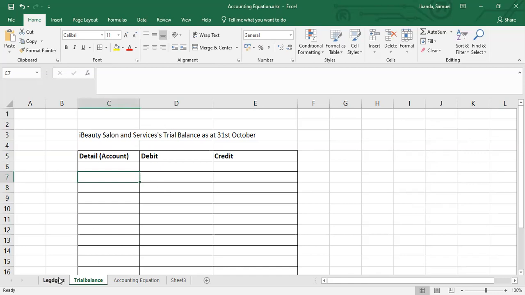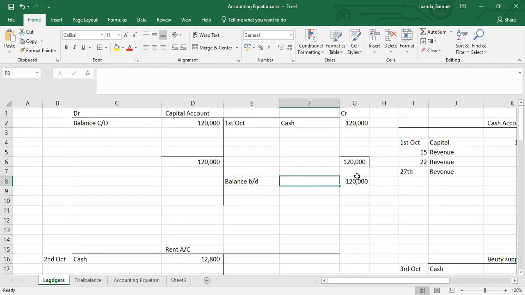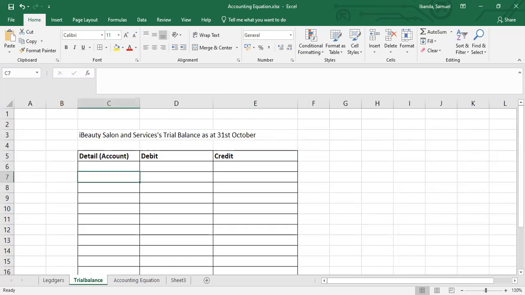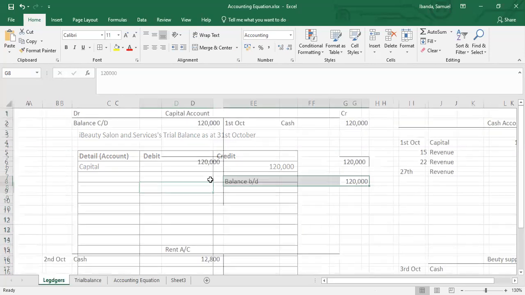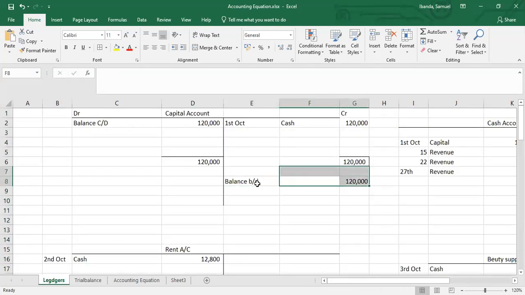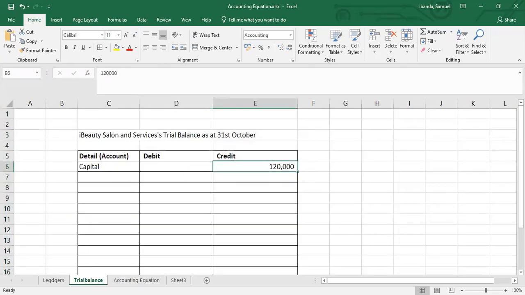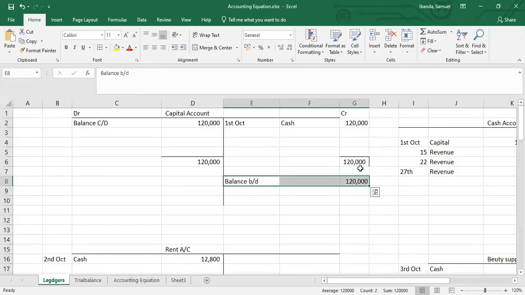Okay, so after I've balanced off my capital and my balance brought down is on this side, I'll just come here and write capital. I write capital and put 120,000 on the credit side. Wherever there is a balance brought down, that is what feeds into your trial balance. You get it? So it's very important for us to have that in mind.